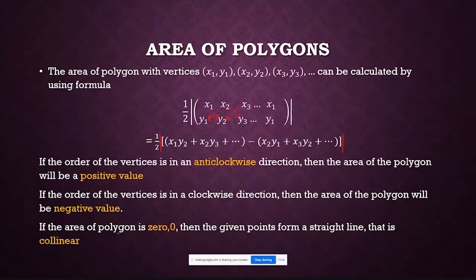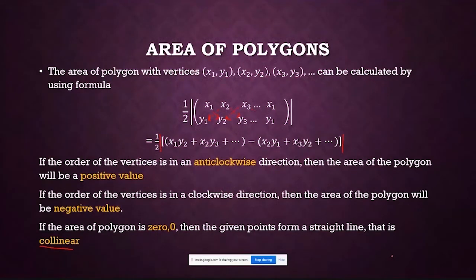Okay, if the area of polygon is 0, when you calculate, you get the value of area equal 0. Then the given points form a straight line that is collinear. Okay, collinear is one term for all the points lie on the same line.